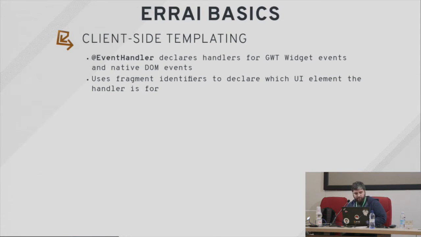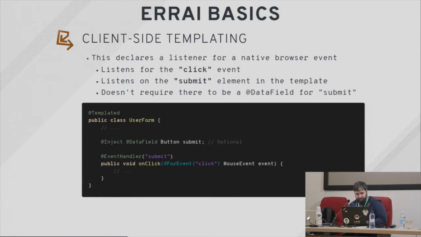You can also declaratively define event handlers in Errai templates. It uses an event handler annotation, and this is capable of declaring two kinds of event handlers. You can have event handlers for GWT widgets, and you can have event handlers for native DOM events. The first example here is an event handler for a native browser event. So what's going on here? You can see we have a data field for a button with the submit fragment ID. So there would be in your template somewhere a button element with the fragment ID submit.